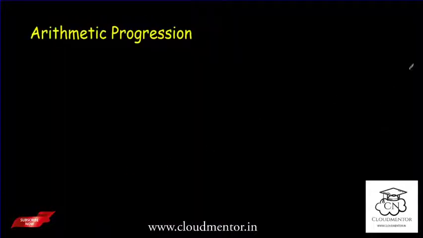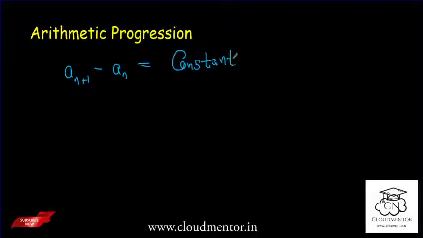So the first one is arithmetic progression. A sequence is said to be an arithmetic progression if the difference of a term and its previous term is always the same. That is, if a(n+1) minus an is equal to a constant, say d, for all n belonging to N, then it is called an arithmetic progression. The constant difference, generally denoted by d, is called the common difference.